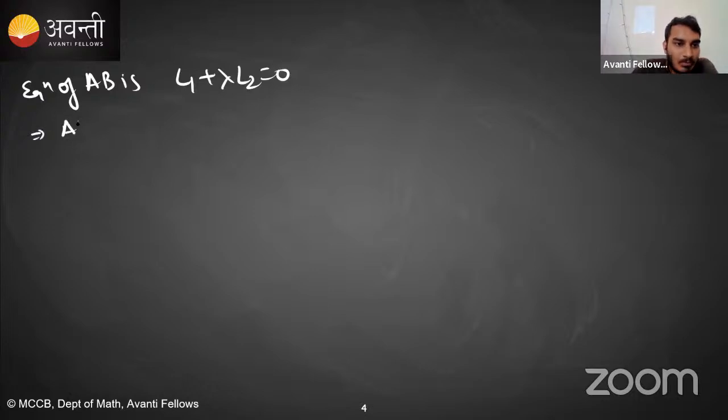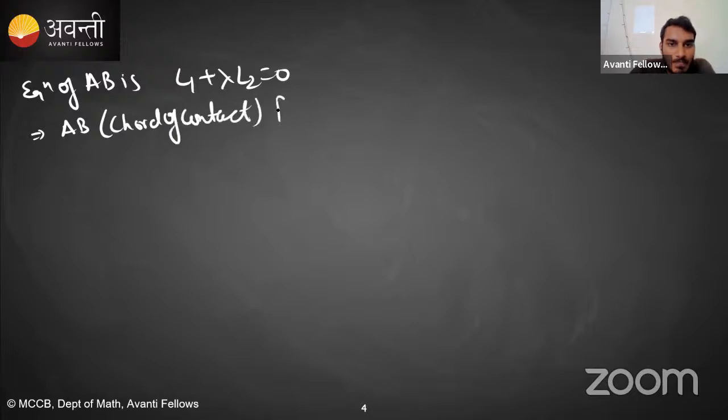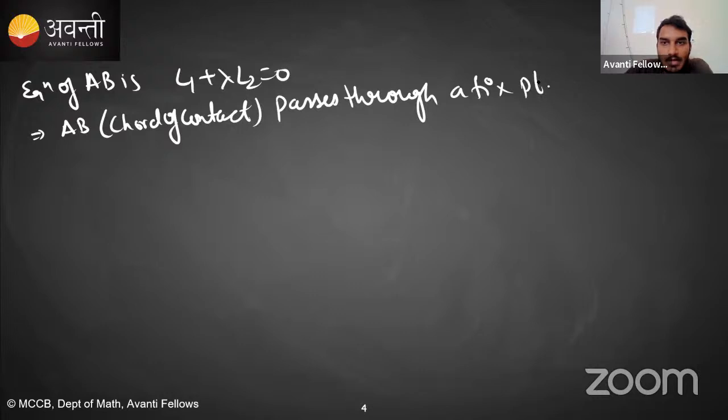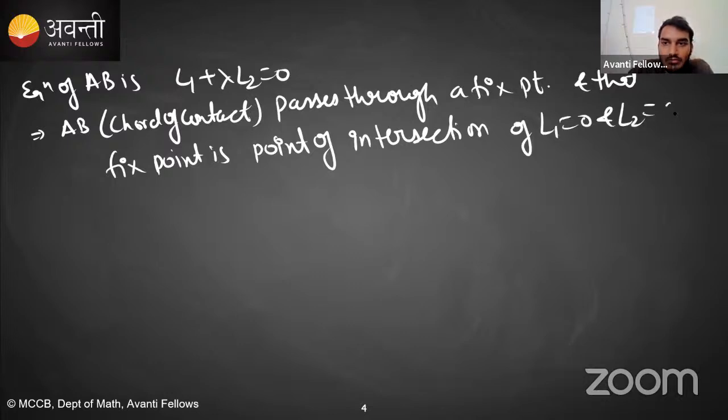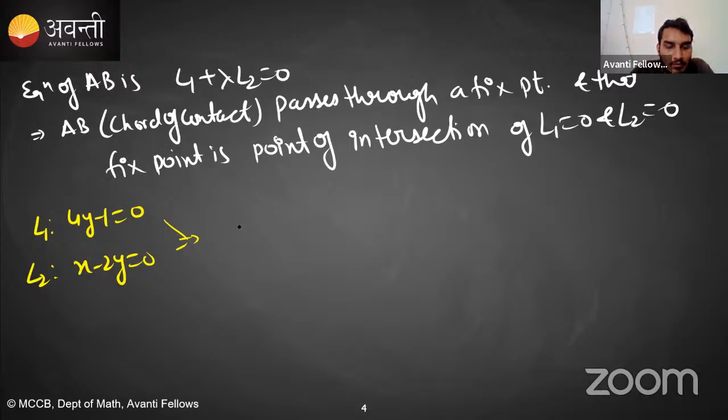Right? So it implies AB, which is the chord of contact, passes through a fixed point, and that fixed point is the point of intersection of L1 equal to 0 and L2 equal to 0. Right? Yes or no? So what is L1? L1 is 4y minus 1, so 4y minus 1 is equal to 0. And L2 is x minus 2y is equal to 0. So solve this.